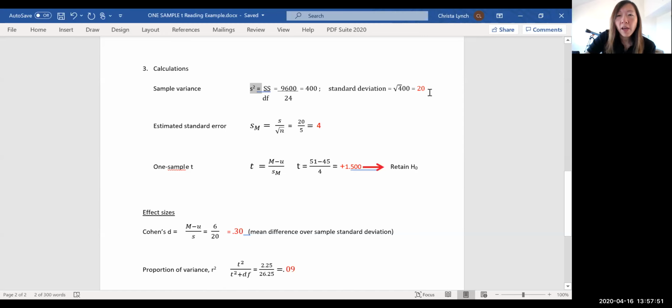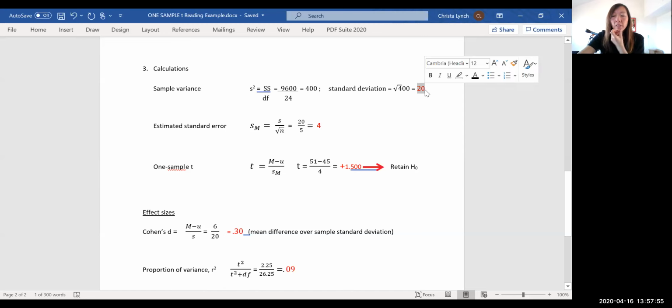You take the square root of that, and we'll get 20. So for your assignment, whatever standard deviation you get, you can just square that, and that'll be the variance. I know they're asking for the variance as well. So here's sort of the tricky part we have to remember.